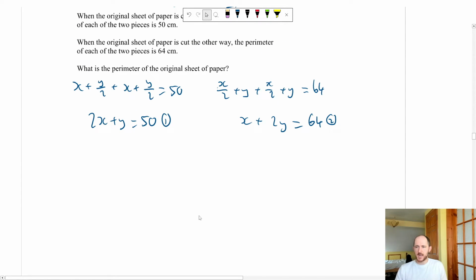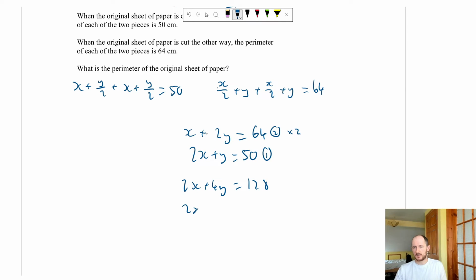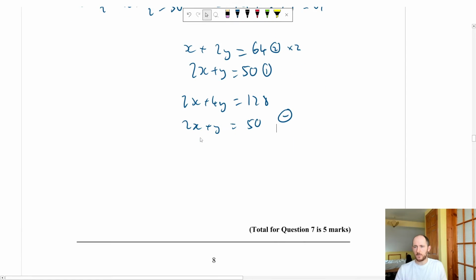So if I want to organise these equations a bit nicer for me, just to make my life a little bit easier, I always put the one with the smaller answer on the bottom so I don't get negatives. So I'm going to try and eliminate x. So I'm going to times the top one by 2. So we get 2x plus 4y equals 128. And we get 2x plus y equals 50. Subtract the two equations. We get 3y equals 78.